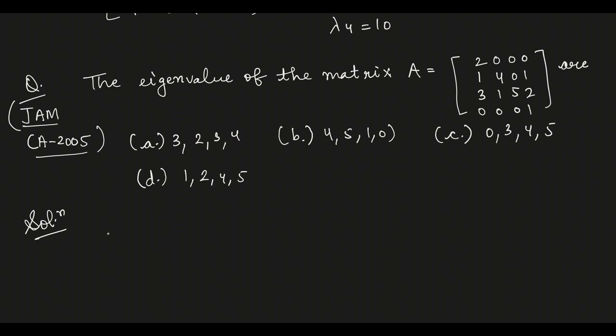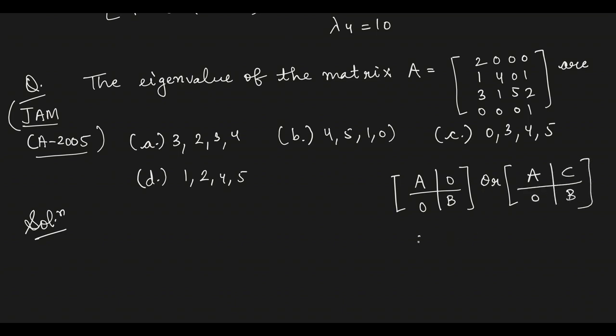Now here you can use the concept of block matrix. A block matrix can be written like this: A 0 0 B, or A C 0 B.